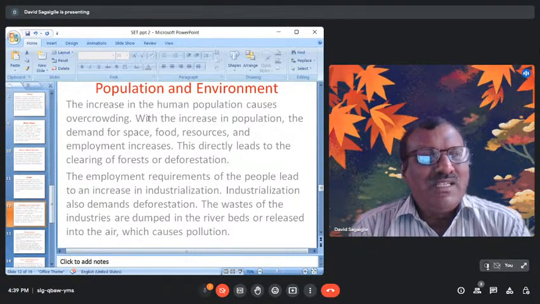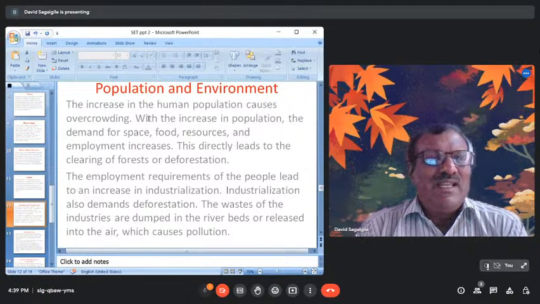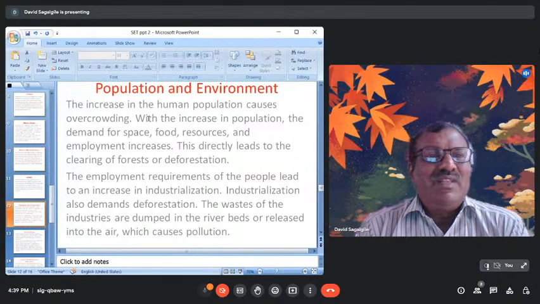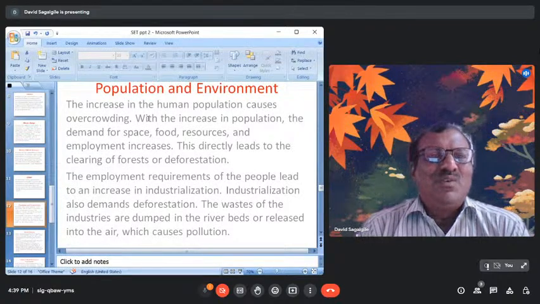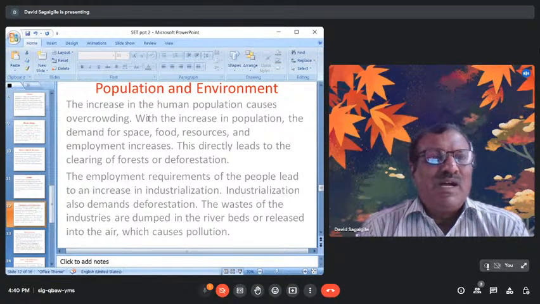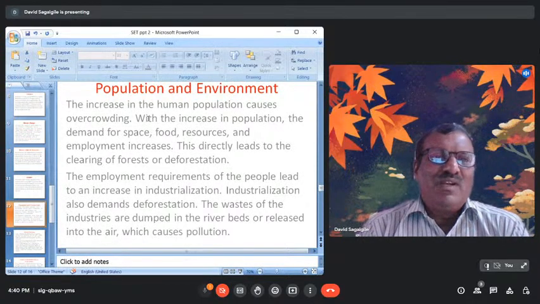When the human population increases, cities get overcrowded, villages get overcrowded. That means more people. When more people are there, they will require more food, they will require more resources. And where will they go? They will directly go to the environment and exploit the environment to support this huge human population. With the increase in population, the demand for space, food, resources, and employment increases.